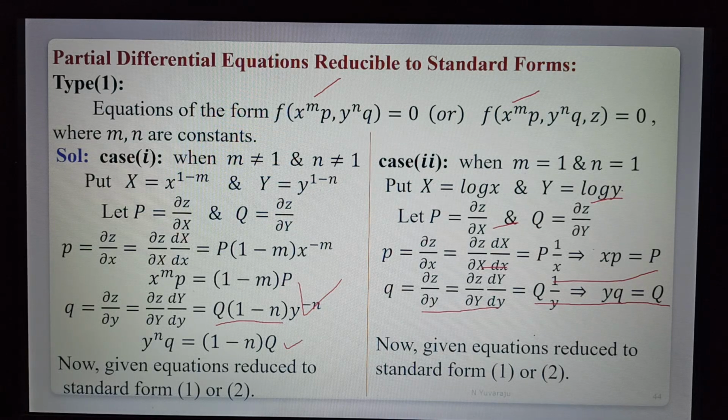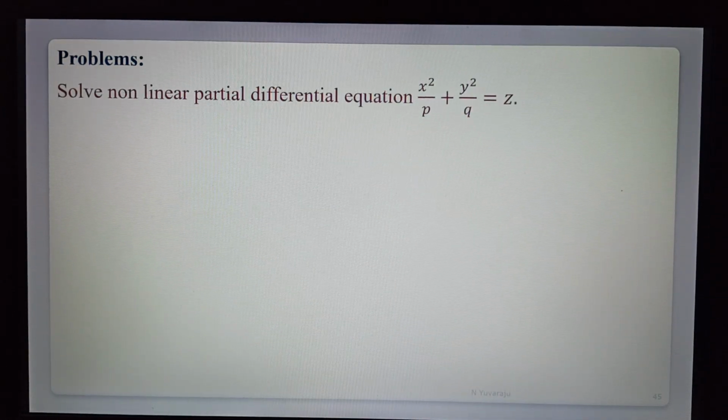See the example here. See the first example. Solve the non-linear partial differential equation x square by p plus y square by q is equal to z. So there is the given equation.